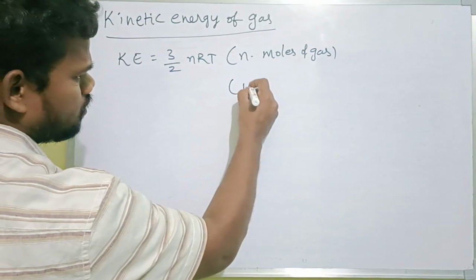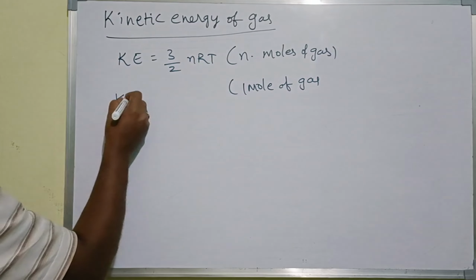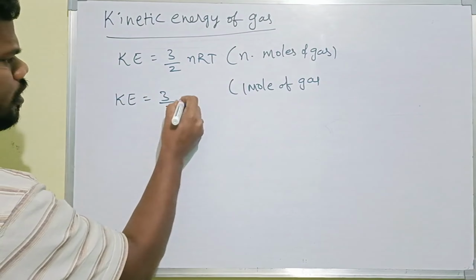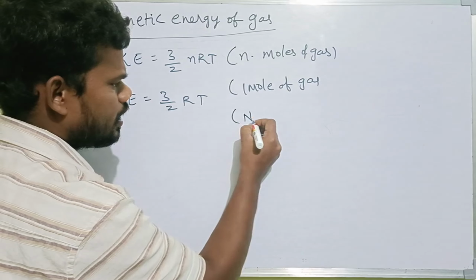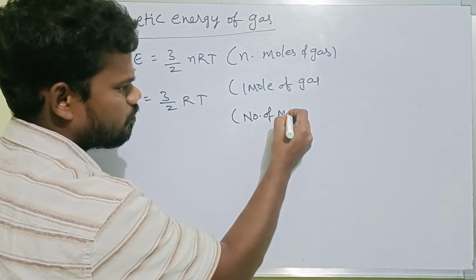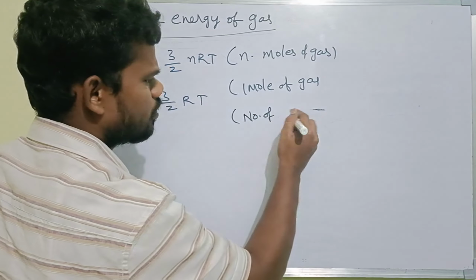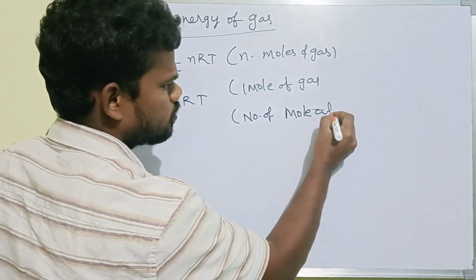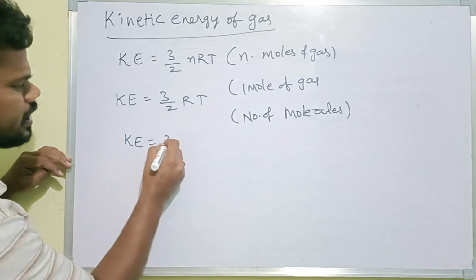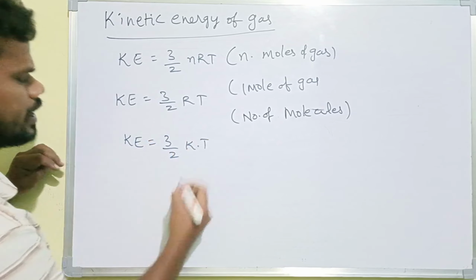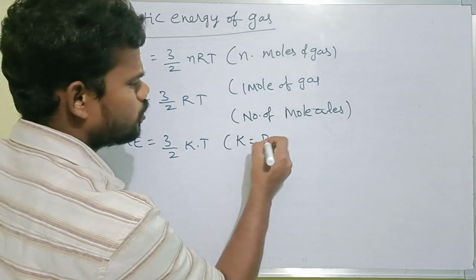If we have 1 mole of gas, what formula are we using here? Then kinetic energy KE equal to 3 by 2 RT. Now let us say we want to calculate for the number of molecules. What formula are we using here? Then KE equal to 3 by 2 kT. What is k here? k is nothing but the Boltzmann constant.